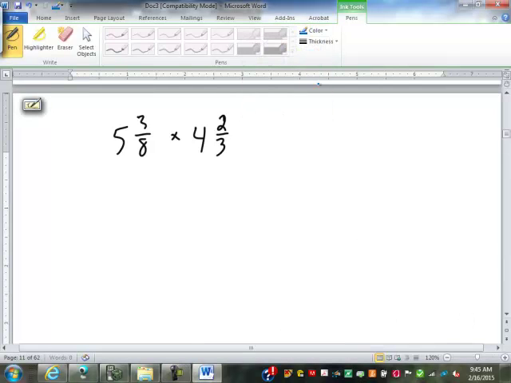So first step, improper fraction. What's this first one going to become? 43/8. Good. 5 times 8 is 40, plus 3 is 43. Second one?